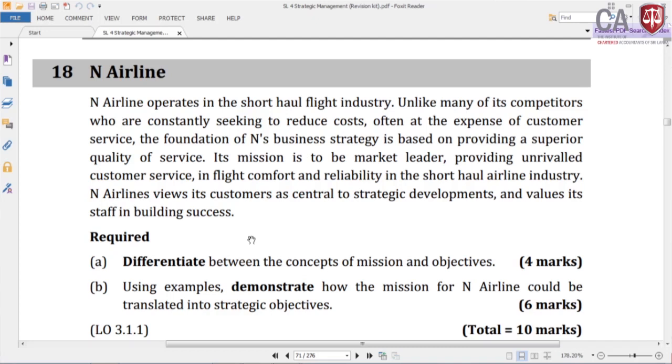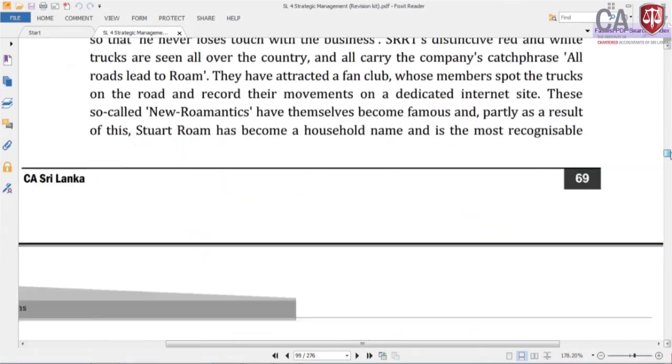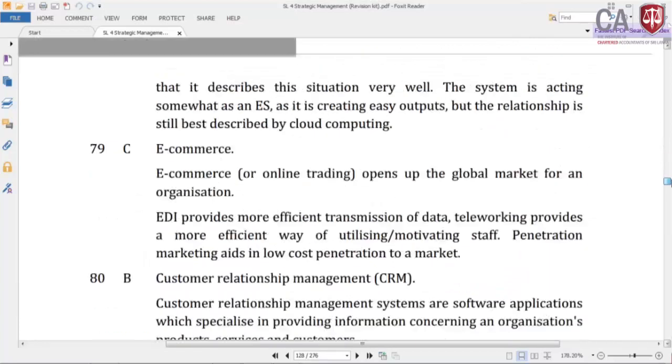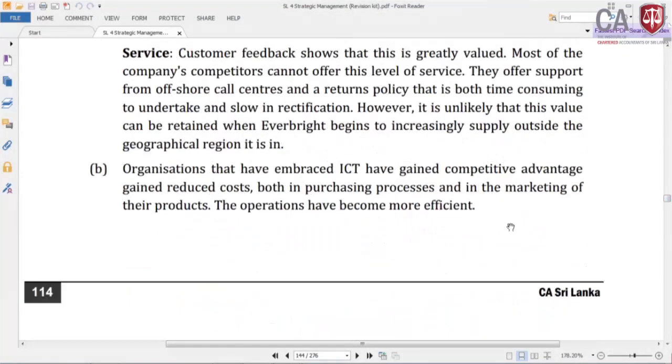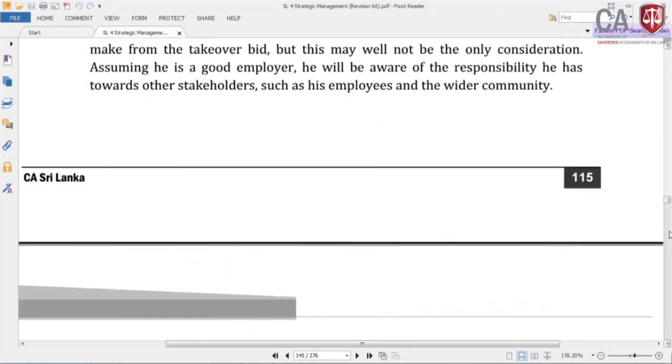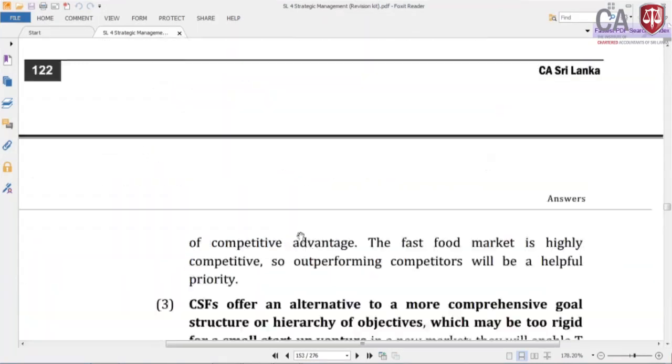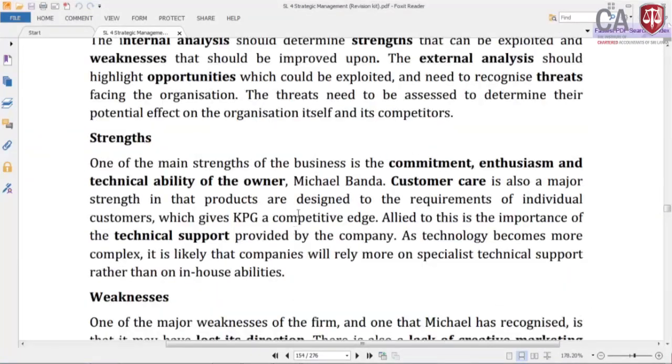Right. Since these are 6 mark questions, we do not want to go for a detailed answer, but we look at the examiner answer also. This 10 marks question means within 18 minutes we have to write an answer on this. We look at the examiner answer on this.